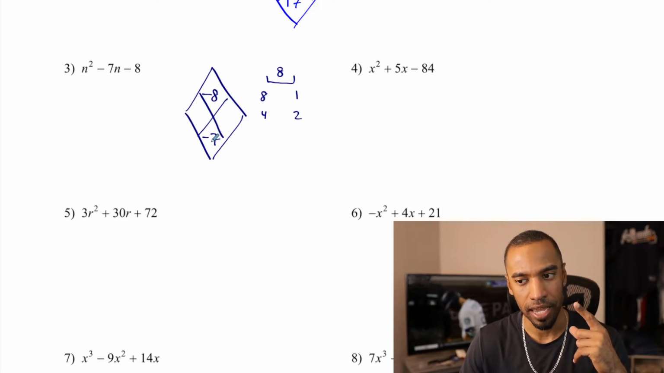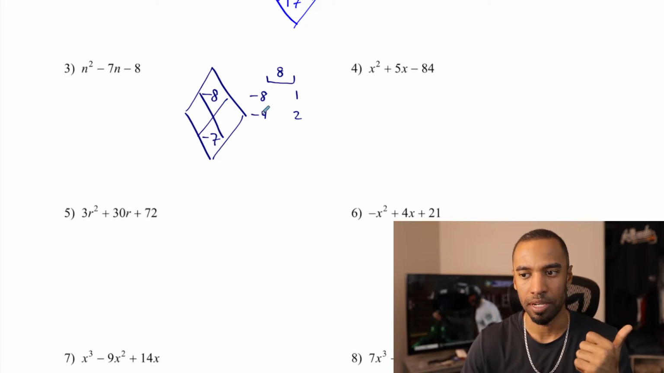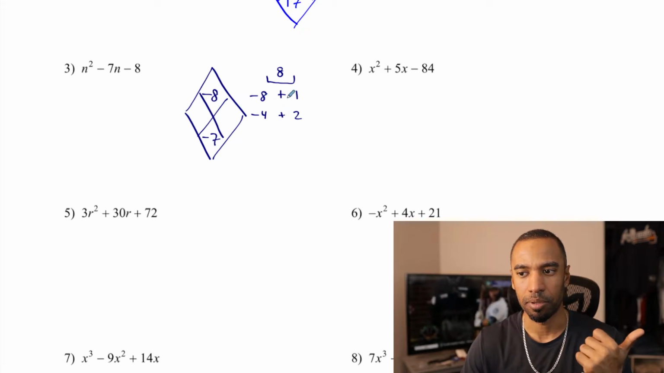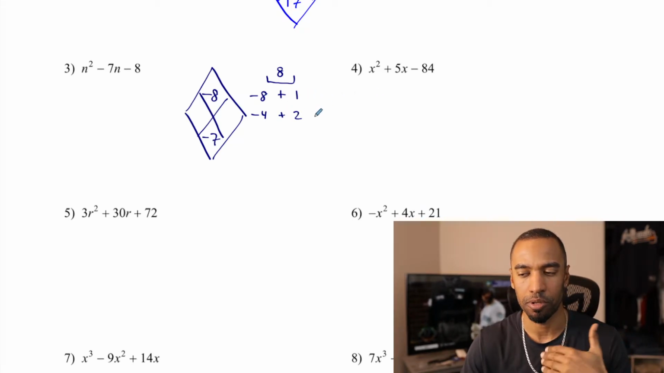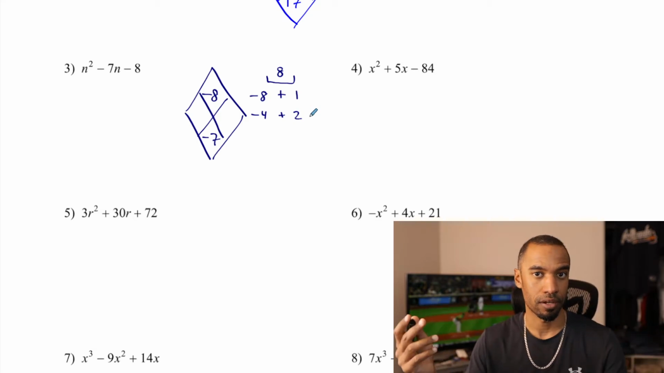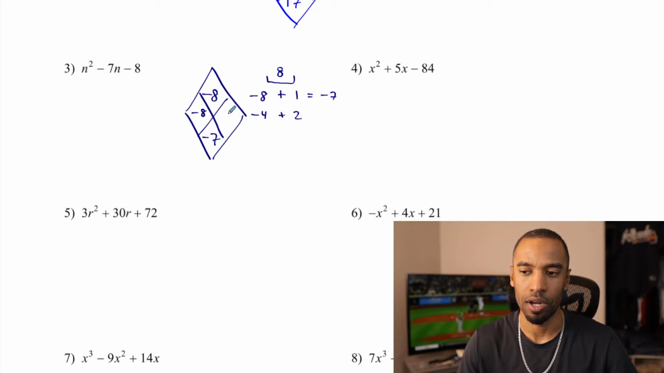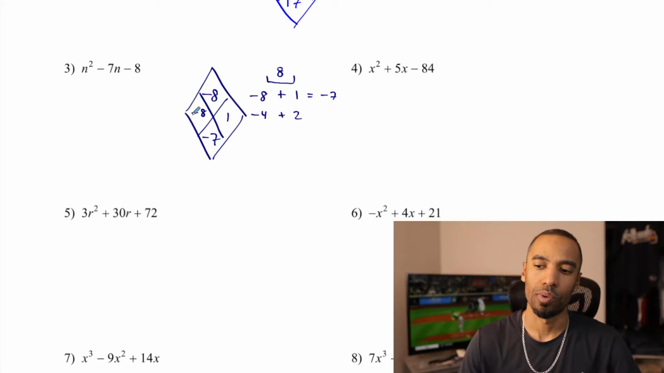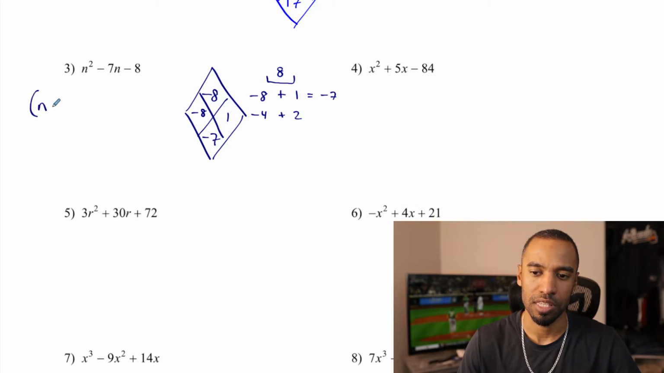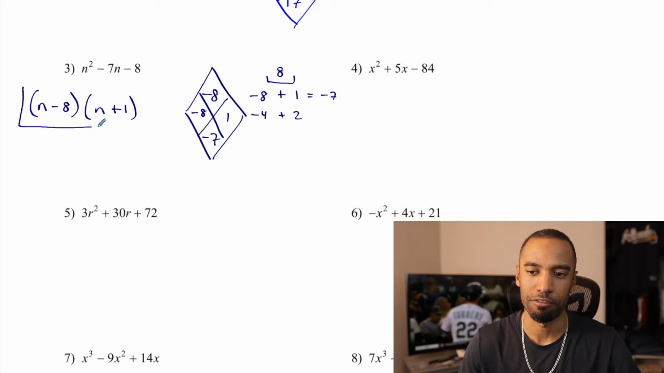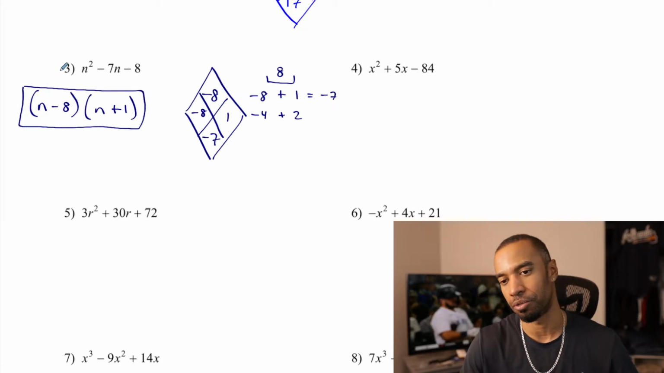Because our sum is negative, that means our larger number will be negative when we test. Does negative 8 plus 1 give us negative 7, or does negative 4 plus 2 give us negative 7, or do neither? It just so happens negative 8 plus 1 gives us negative 7. So negative 8 and 1 are our values, and that means they are the two values that go into place when factored. We're doing that in shorthand notation.